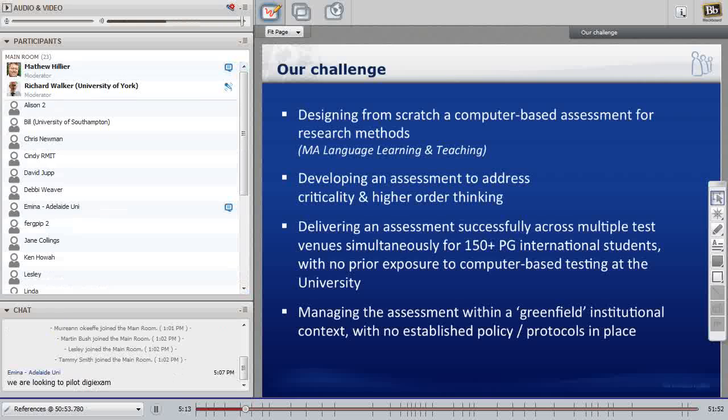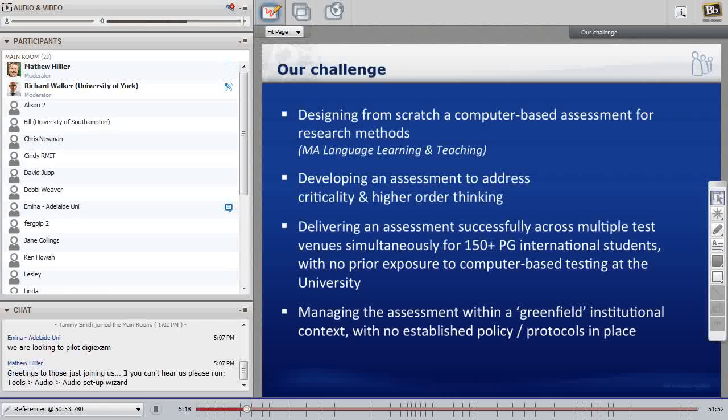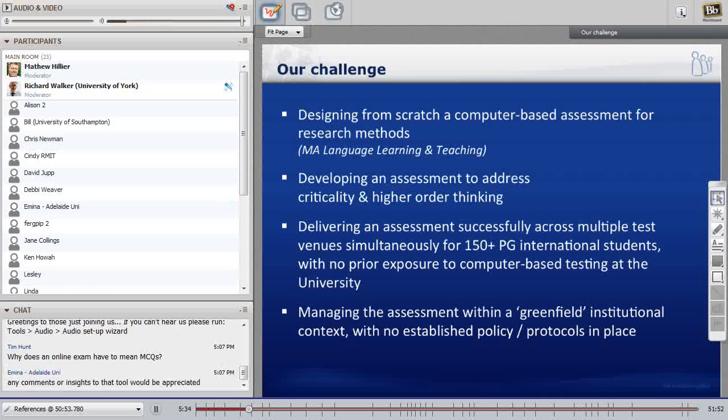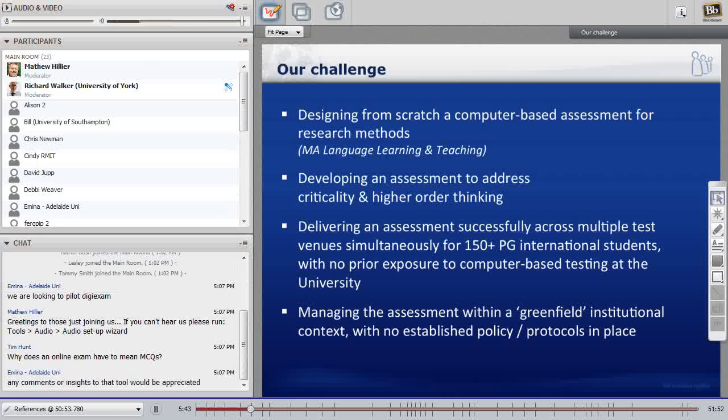And then there were the more practical challenges that we faced, largely the size of the cohort, which I've mentioned, and lack of policies and protocols for this type of assessment, and a physical estate to support it. So I think that's reasonably common across the UK sector, in that we don't have a dedicated assessment centre, particularly a large one to test students. So we were looking at how we could make use of existing PC classrooms.